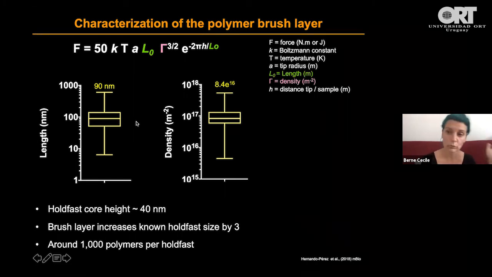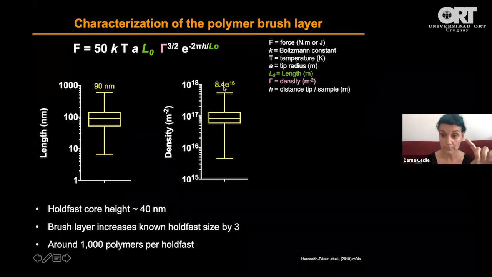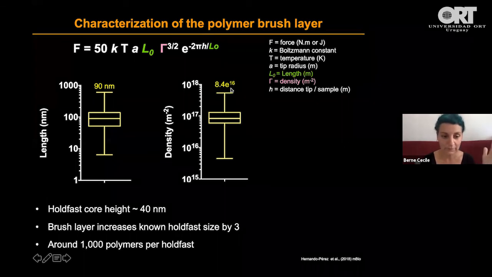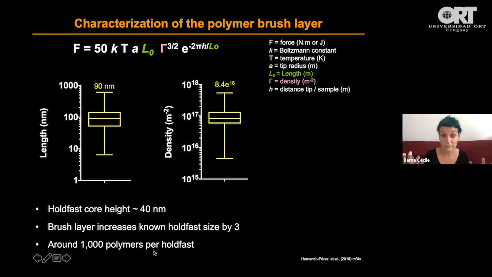So I took about 300 Holdfast, measured them all, and came up with a polymer brush length of about 90 nanometers, and a density of 10 quadrillion per square meter. I never used the word quadrillion before, so I'm excited. Anyway, sorry. 10 quadrillion per square meter doesn't mean anything by itself, but it means that there are about 1,000 polymers per Holdfast. And I guess that's the reason why nobody saw them before, because they are sparse and very flexible, so they were impossible to image.